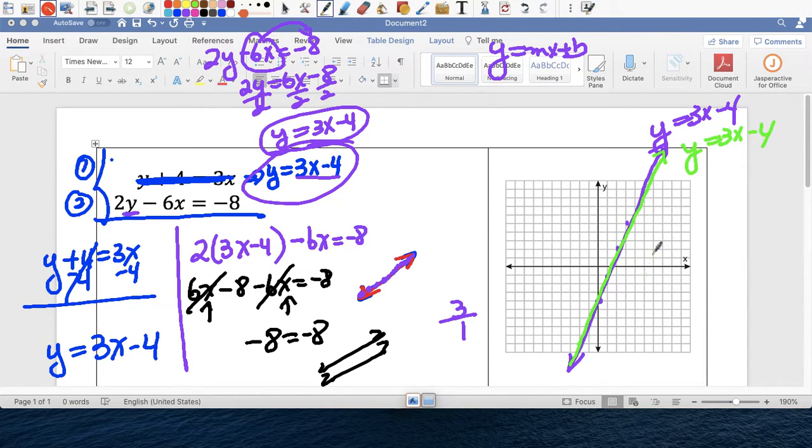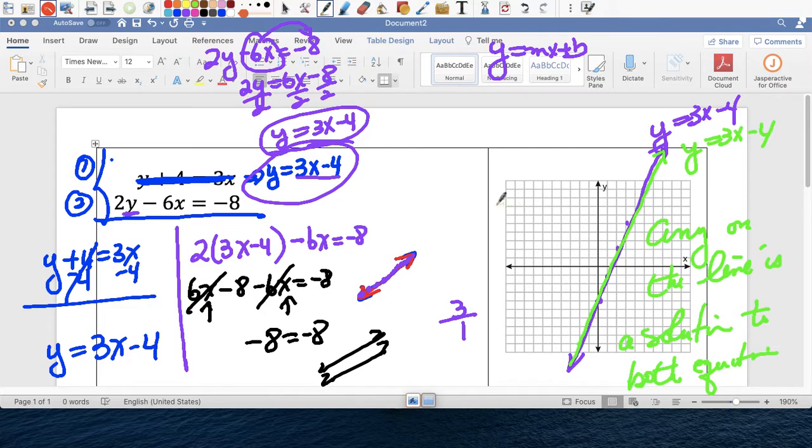So the solution here would be any point on the line is a solution to the system, to both equations. So if you picked any point on this line and you substituted it in equation 1 and equation 2, it would make both of them true. All right, so hopefully with these examples and the one from yesterday, you're okay to go.